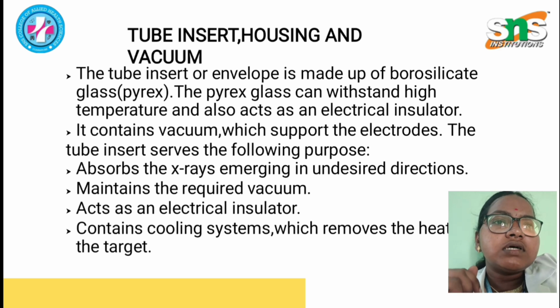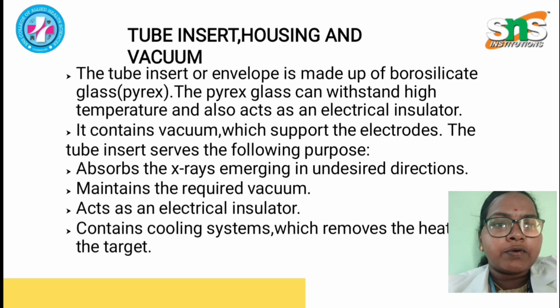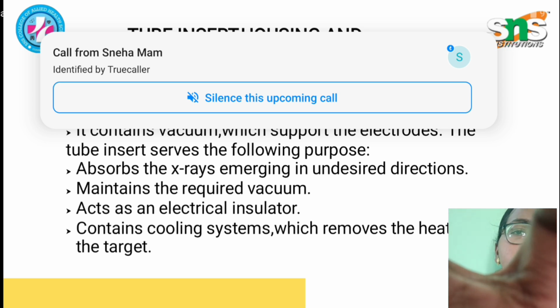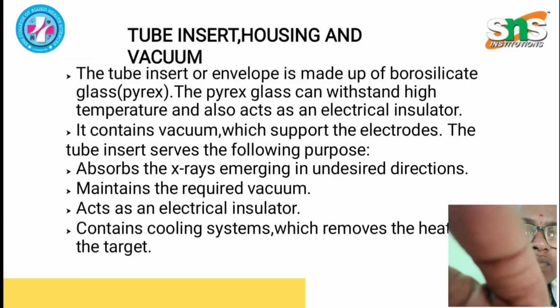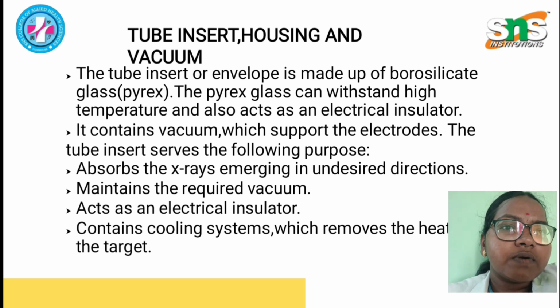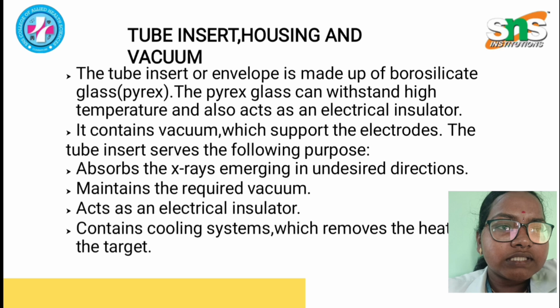In the end, we are going to see the tube insert, housing, and vacuum. The tube insert or envelope is made of borosilicate glass with a window, and it contains a vacuum which supports the electrodes. The purpose of the tube insert is that it absorbs X-rays emerging in undesired directions, maintains the required vacuum, and acts as an electrical insulator. It also contains cooling systems which remove heat from the target surface.